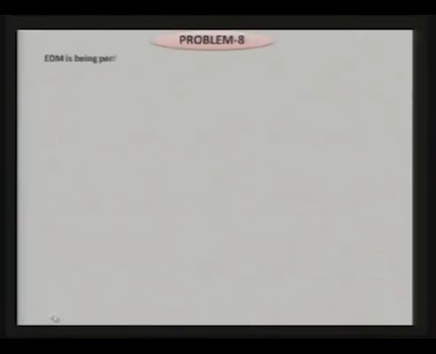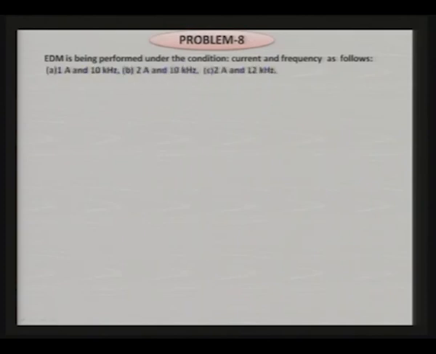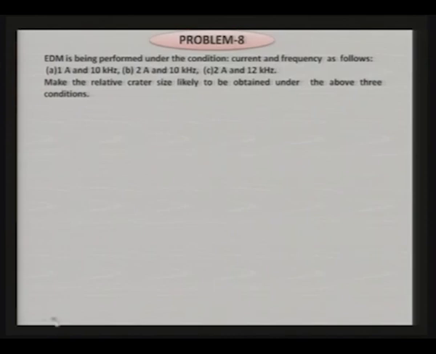Let us take another problem quickly, that is problem 8. EDM is being performed under the following conditions of current and frequency. In one case, current is 1 ampere and frequency is 10 kilohertz. In the second case, current increases to 2 ampere, but frequency remains the same at 10 kilohertz. In the third case, current remains the same, but frequency increases. Very interesting problem. It says to compare the relative crater size likely to be obtained under the above 3 conditions.